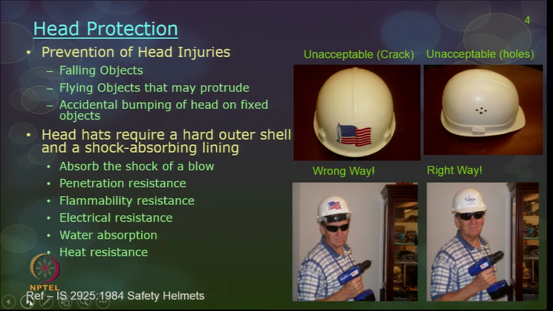Flying objects that may protrude: this is primarily when you are working on cutting or welding tasks in any construction site. There may be a lot of hazards from flying objects, so there you may have to use a proper hard hat. Another is accidental bumping of the head on fixed objects. Maybe you are working on a very congested site and accidentally you may hit a beam or some objects protruding in the site, and to avoid any head injury you should definitely go for a hard hat.